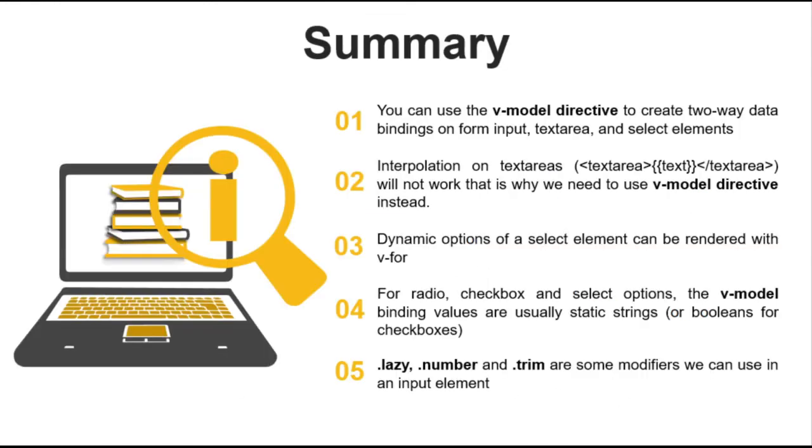Now, in summary, we could say that you can use the v-model directive to create two-way data bindings on form input, textarea, and select elements. Interpolation in text areas will not work, that is why we need to use the v-model directive instead. Dynamic options of a select element can be rendered with v-for. For radio, checkbox, and select options, the v-model binding values are usually static strings or booleans for checkboxes. Lazy, number, and trim are some modifiers we can use in an input element.